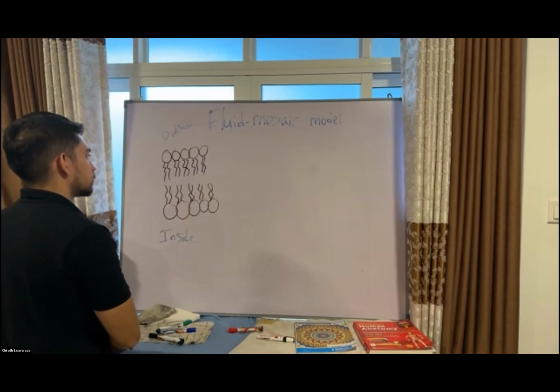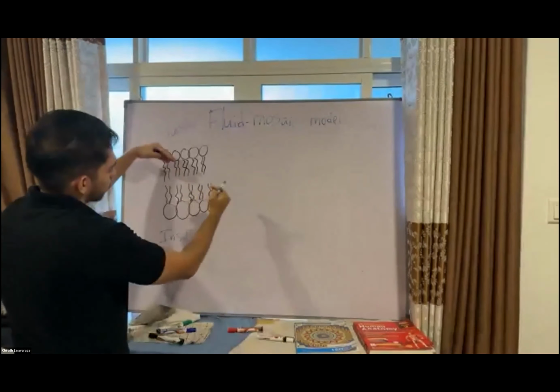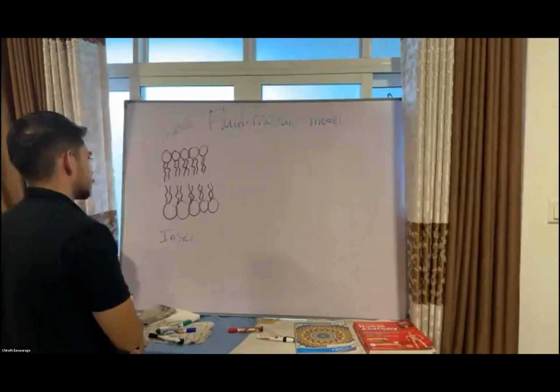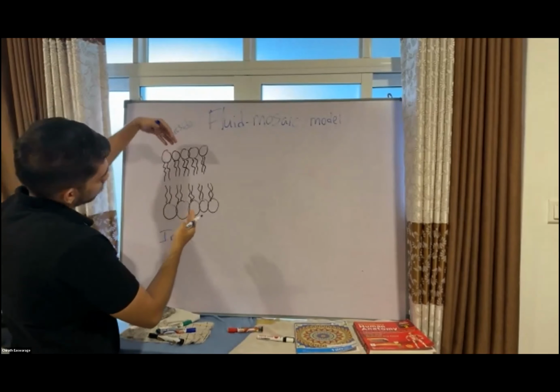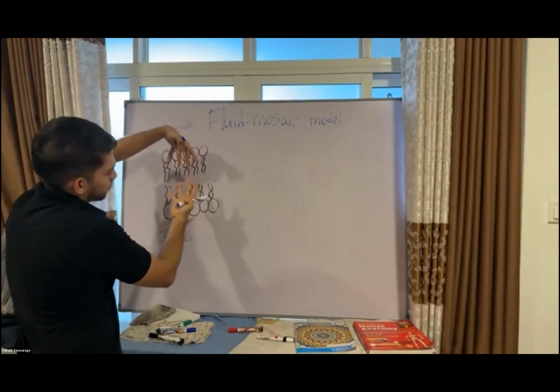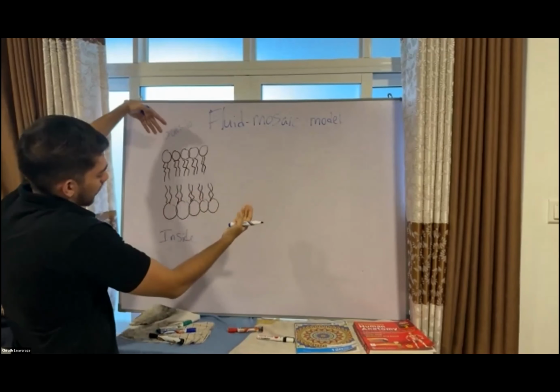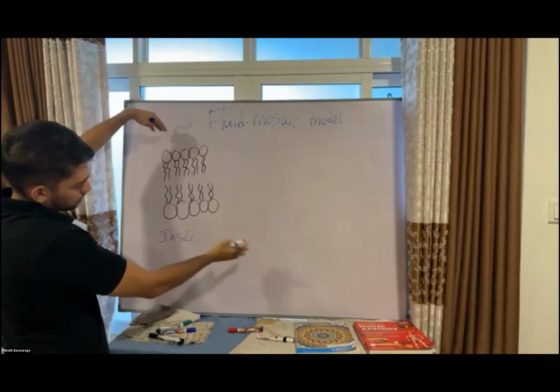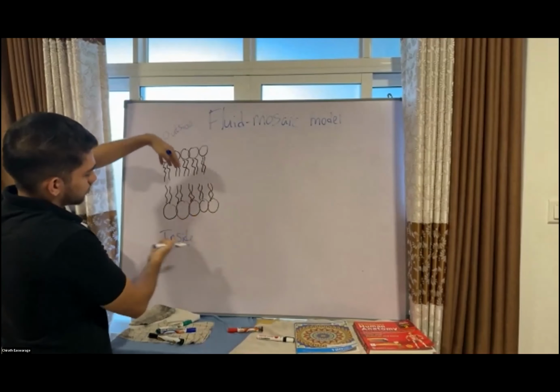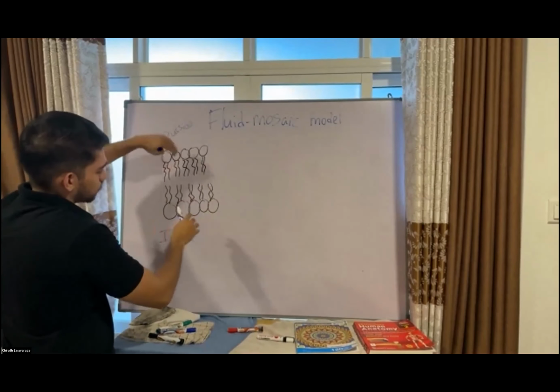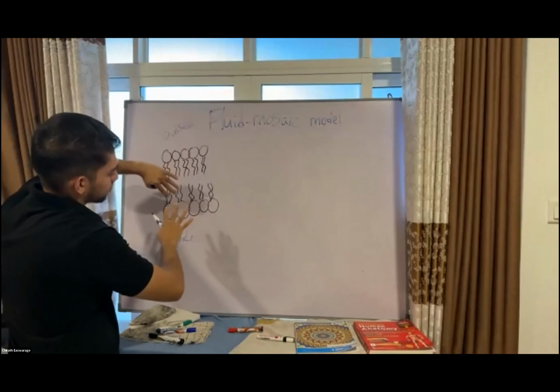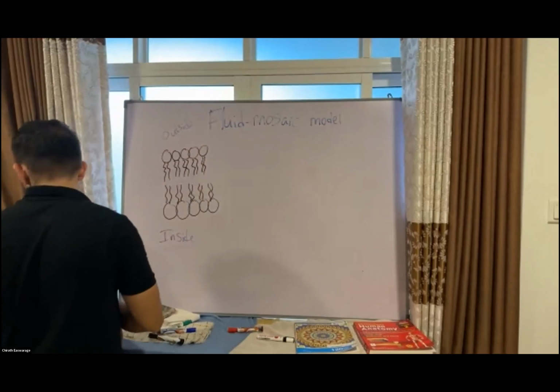So what is it going to do? The tails have to be protected from the water. How do they do that? The tails are oriented to the interior and they are covered from the water that is outside and inside by the heads. So the heads are facing the water and the tails are shielded from the water by the heads.